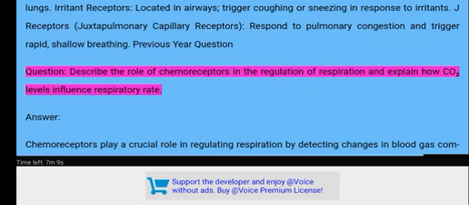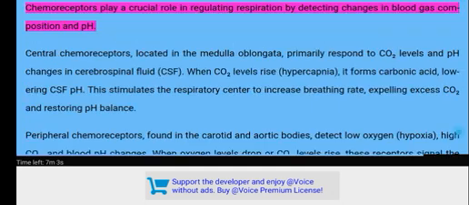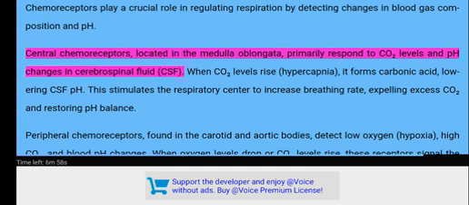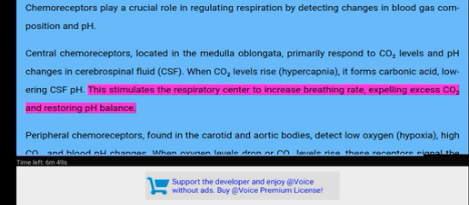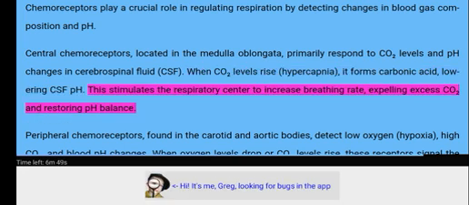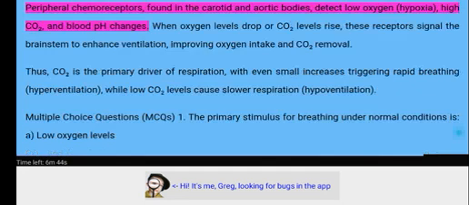Previous year question. Question. Describe the role of chemoreceptors in the regulation of respiration and explain how CO2 levels influence respiratory rate. Answer. Chemoreceptors play a crucial role in regulating respiration by detecting changes in blood gas composition and pH. Central chemoreceptors, located in the medulla oblongata, primarily respond to CO2 levels and pH changes in cerebrospinal fluid, CSF. When CO2 levels rise, hypercapnia, it forms carbonic acid, lowering CSF pH. This stimulates the respiratory center to increase breathing rate, expelling excess CO2 and restoring pH balance.